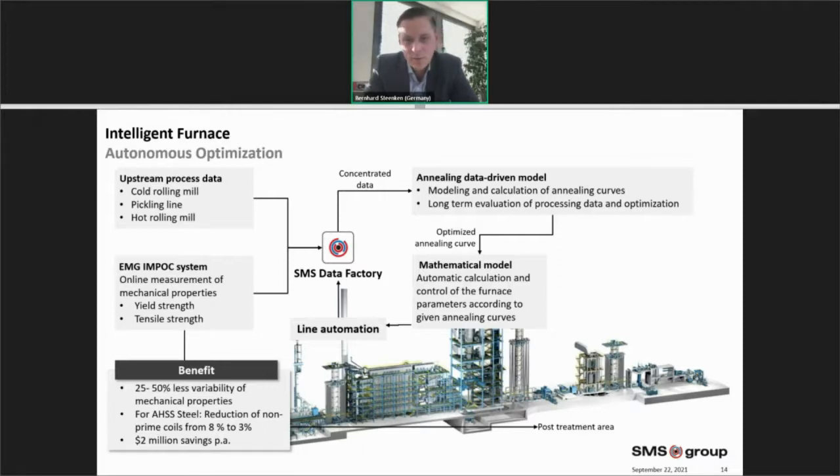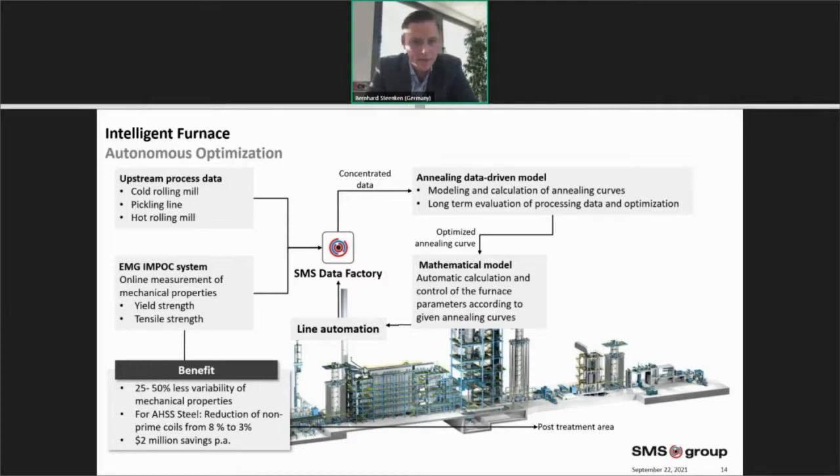And now we are coming to something special. We have developed a data-driven annealing model, based on machine learning and advanced analytics, which is calculating optimized annealing curves. And these optimized annealing curves are directly connected with the mathematical model. So it's a closed loop optimization. And at the end, this is what is clearly for me AI in production, autonomous optimization.